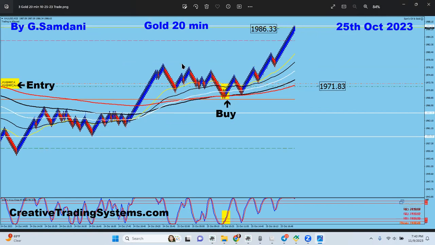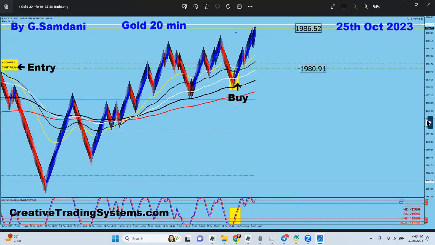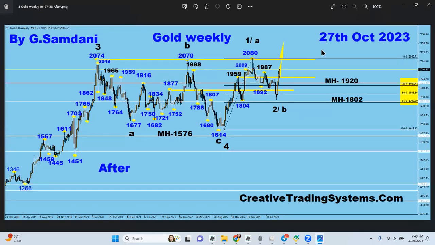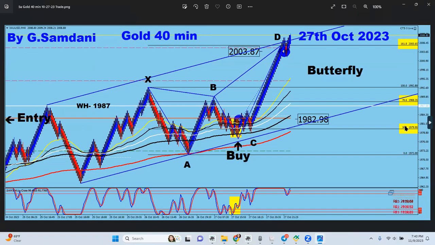So what happened is we went to the upside. These are a few trades that I took. This is one of them on the 25th, and then I had another on the 25th, another one after the retracement. And then on the 27th, I made this chart saying that now we're probably going to go to the upside to this area, 2080. And this is the chart on the 27th October, up move.